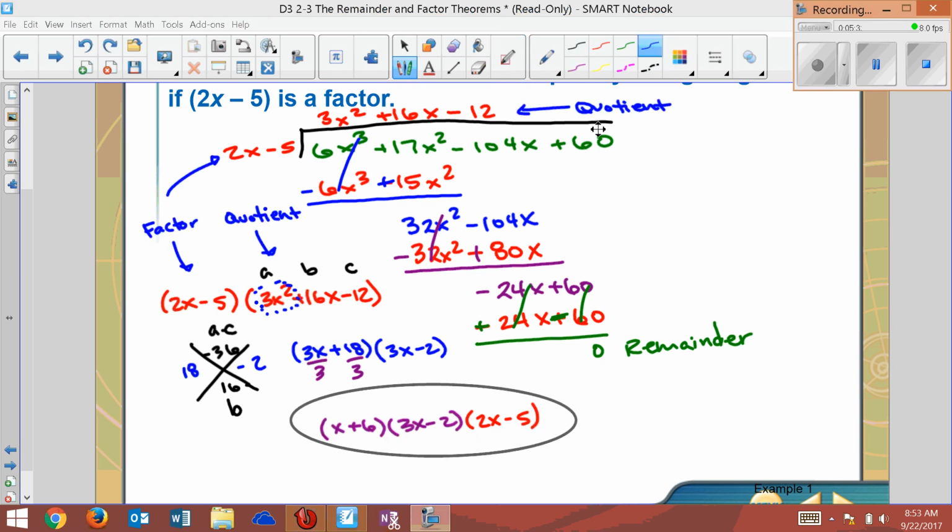And finally, I added some vocabulary for you. The quotient is up here, and so we had the factor and the quotient. Factor times quotient would give us our original value here. This is completely factored.